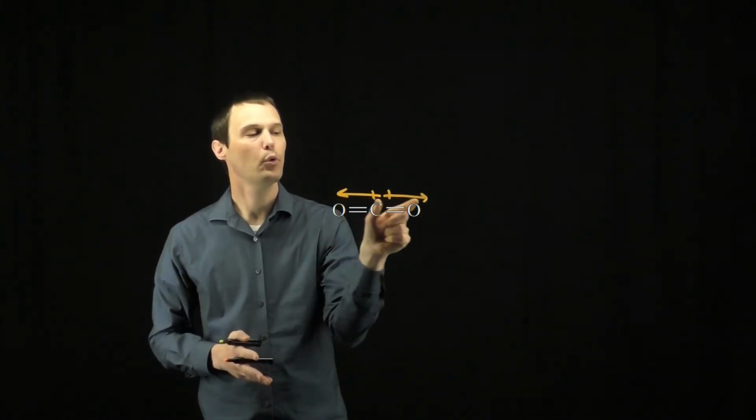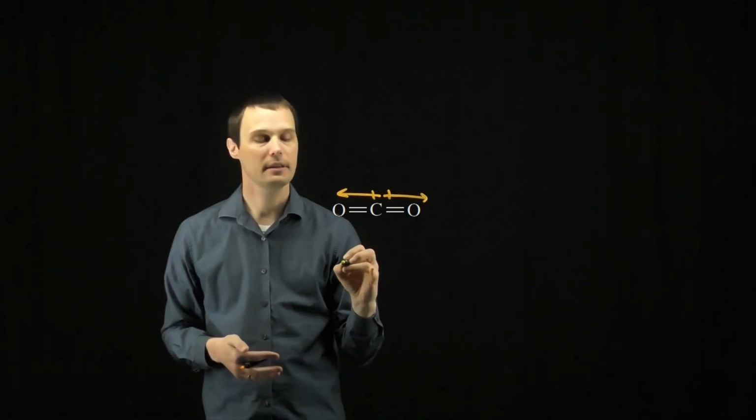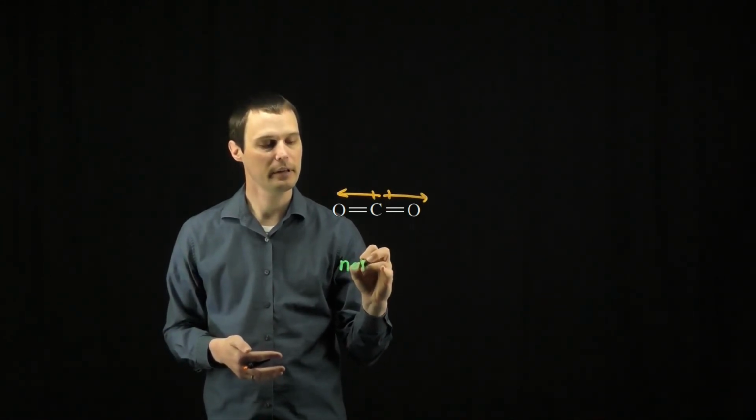That means that the dipole from the one carbon-oxygen bond and the dipole from the other carbon-oxygen bond completely cancel each other out, meaning that there is no net dipole in this molecule. That means that this molecule, carbon dioxide, is completely non-polar.